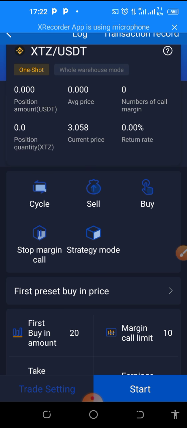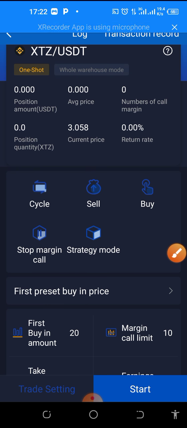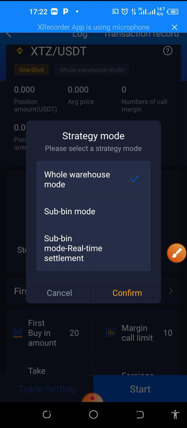So the next and the last thing is strategy mode. Now let me explain that. Once you click on the strategy mode, it shows you these three things: whole warehouse mode, subbing mode, and the subbing mode real-time settlement. Now, what is the whole warehouse mode? The whole warehouse mode is the mode that controls your first to fourth margin call.